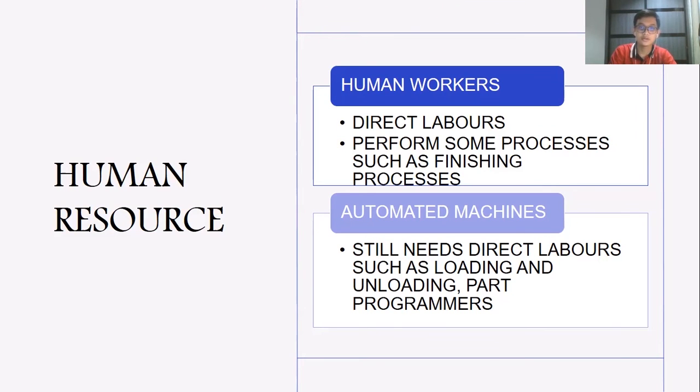Here we have the human resource: the human worker and the automated machine. Human workers are direct laborers who perform processes that still need humans to complete, such as drilling and the finishing processes, which include polishing, coating, and spraying.